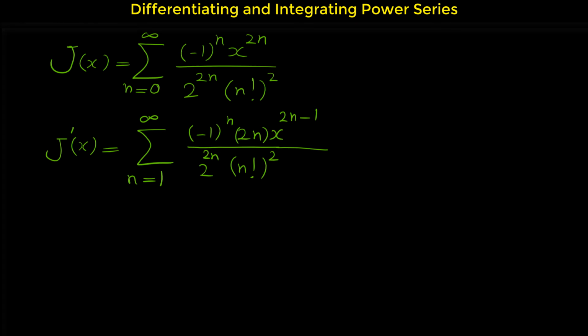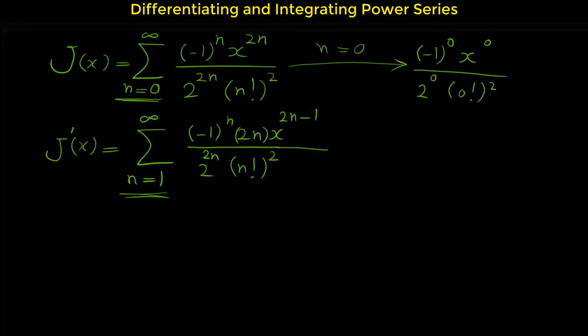And the reason that we have to change the index of the sigma is that the first term of this power series is constant. If we plug in n = 0 in this power series, we get negative 1 to the 0, x to the 0, over 2 to the power of 2 times 0, times 0 factorial to the 2. x to the 0 is 1, negative 1 to the 0 is 1, 2 to the 0 is 1, and 0 factorial is 1, 1 to the 2 is 1. So the first term is 1.